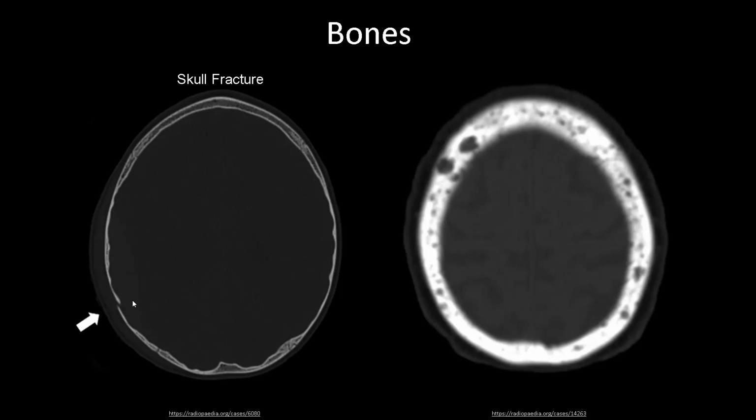On this side of the screen, again, windowed to bone, so you can actually see some of the internal architecture, but instead of being nice and homogeneous like this, you have these kind of multifocal, punched out, lytic, destructive lesions kind of everywhere throughout the skull. And this is a case of multiple myeloma.